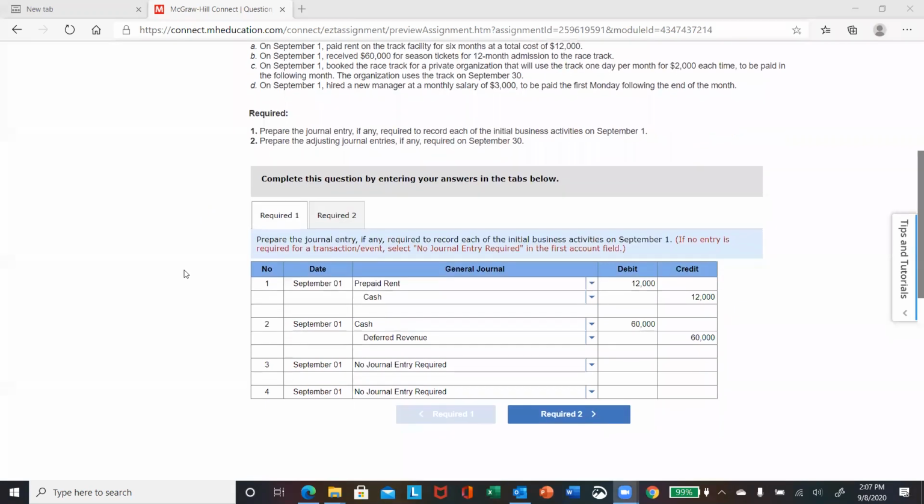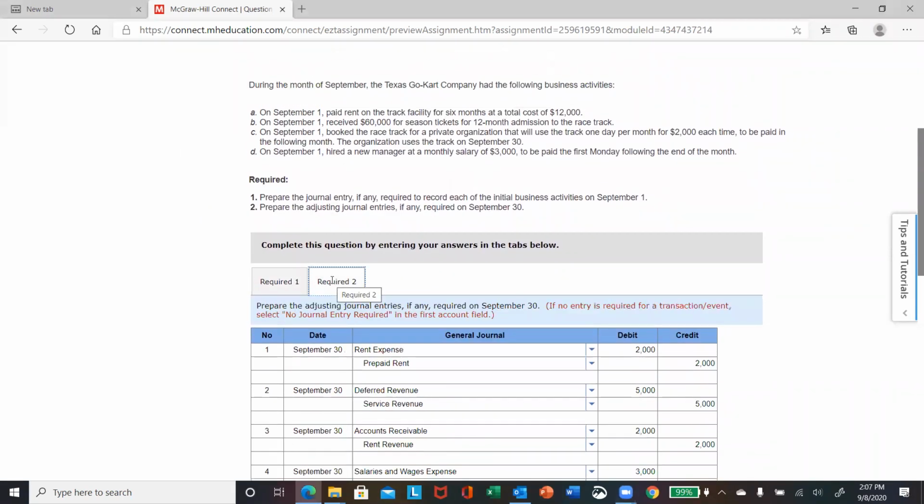All right. Now on part 2, you had to do the actual adjusting entries. So on the first one, you just have to calculate your rent. So remember how you do that. This is for 6 months. So if you just take that 12,000 and divide that by 6, that gives you right at $2,000 per month. Notice the adjusting entry. You're just going to debit rent expense, credit prepaid rent for $2,000.